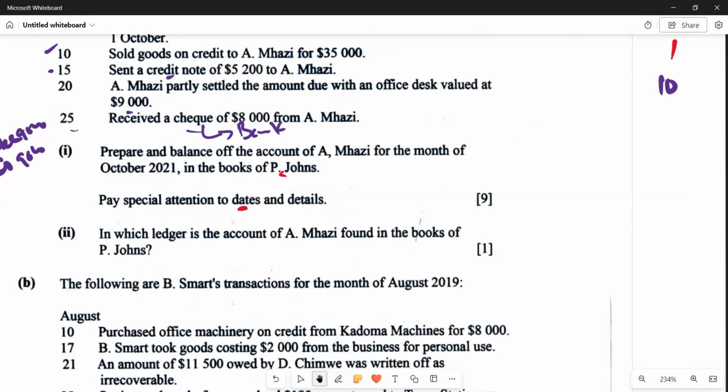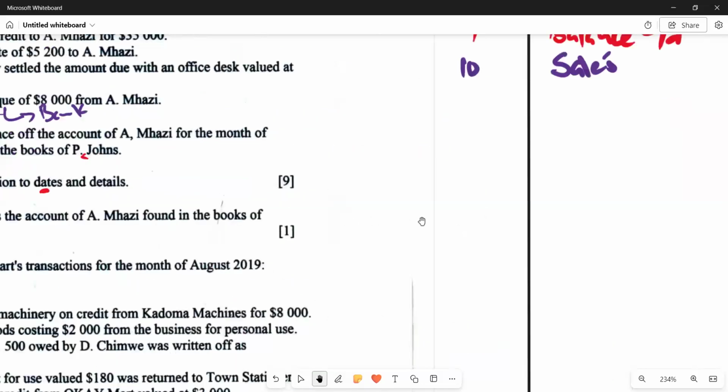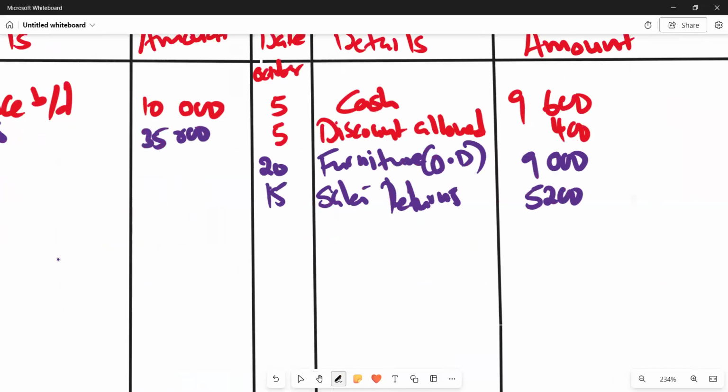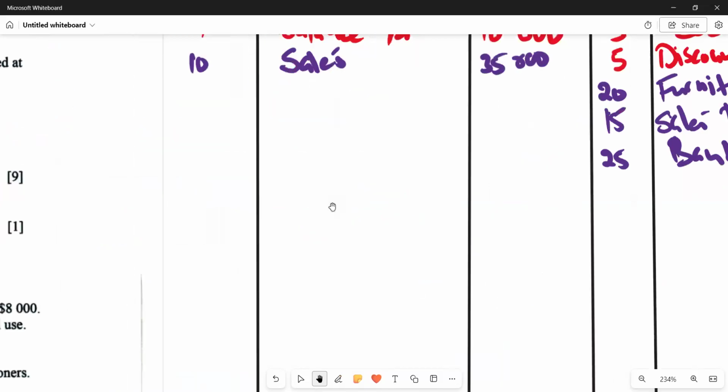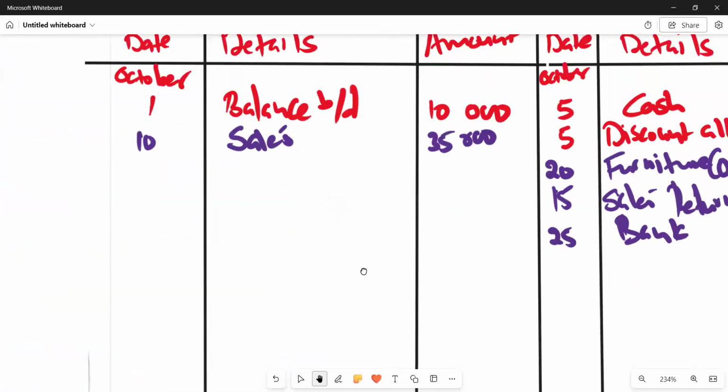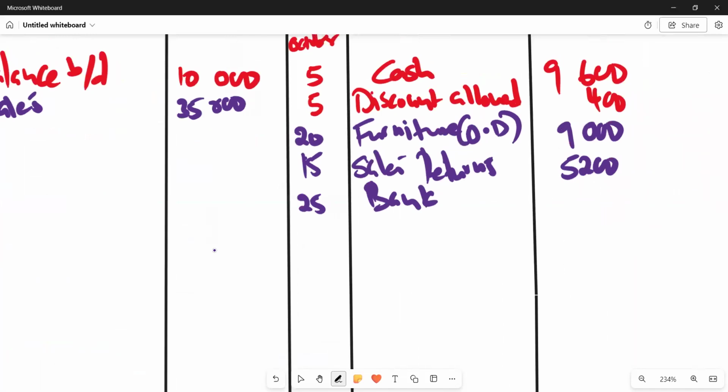So we go to the credit side of AMAS account, and the date is 25. And we are saying bank. The amount that we have is 8,000. Let's just recheck the amount. Right, it's 8,000, so we have 8,000 on the credit side. This is the last transaction that we have. So we can now put our double lines so that we can balance the account.